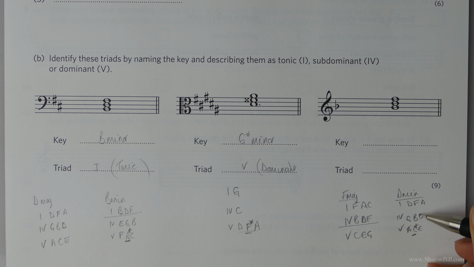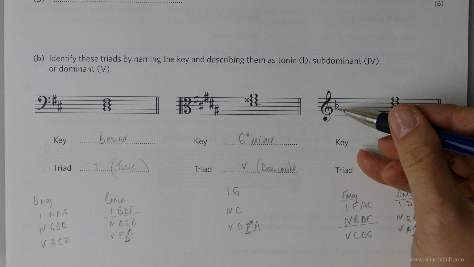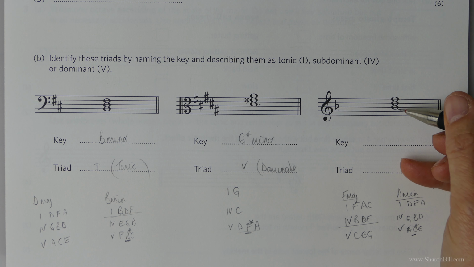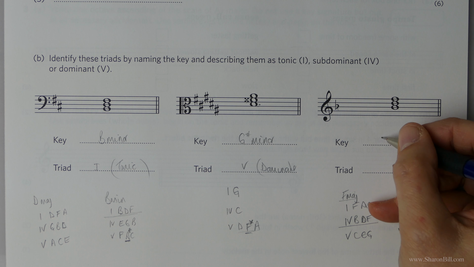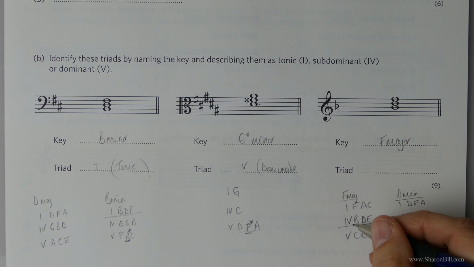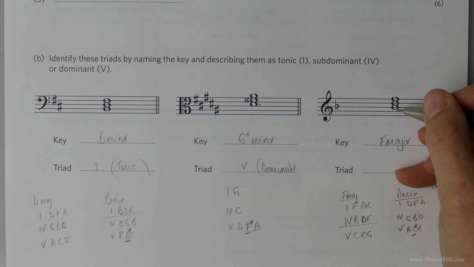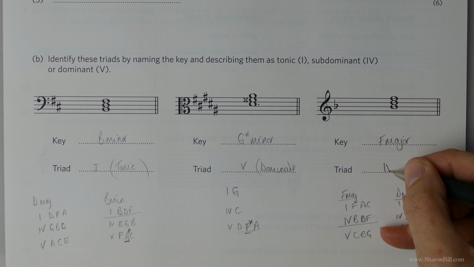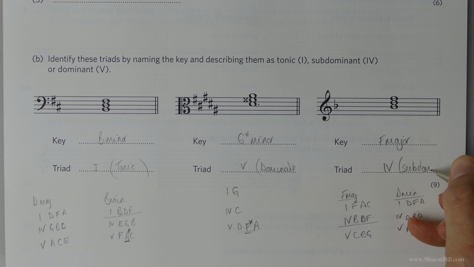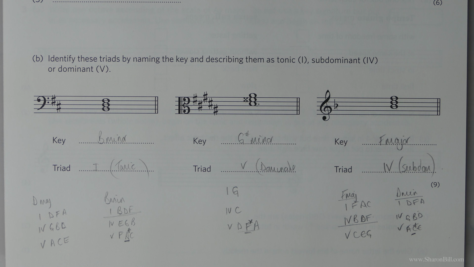There is no option here in D minor that would answer that. Although the key signature is shared, the harmonies are completely different and they don't fit. So we know that we're in F major, and the B flat, D, F is chord four or the subdominant, which answers that question. There we go. So that's the end of that question.